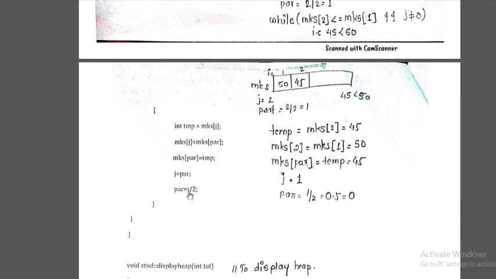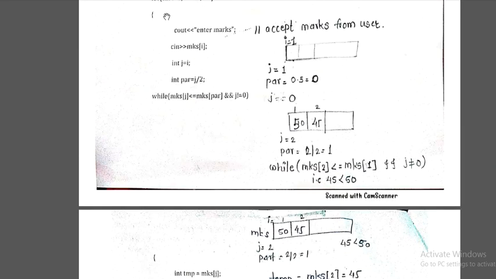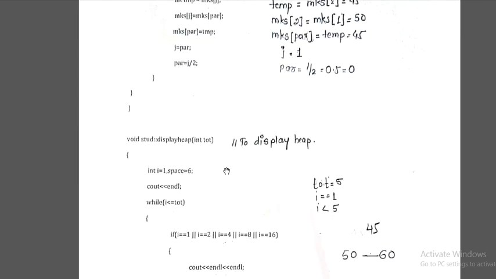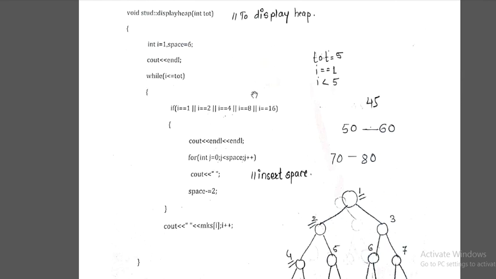So we have to do this j by 2 until our j is going to be 0, and once our j is 0, then we have to exit from this loop and again accept the next marks if there will be any requirement. So according to this, this insertion will be done in the heap. Now next comes how to display this heap.